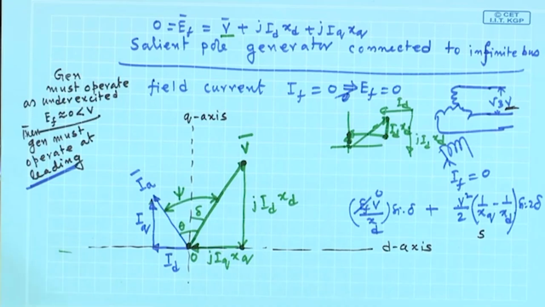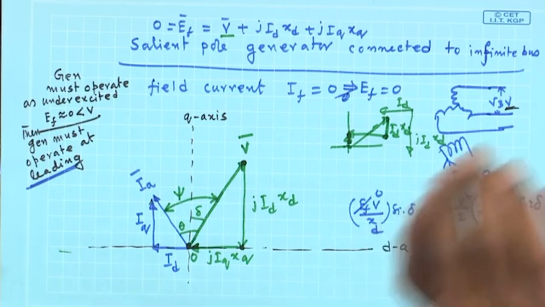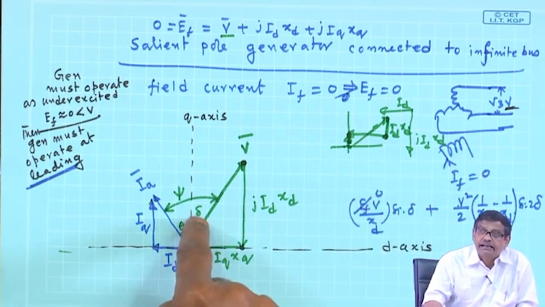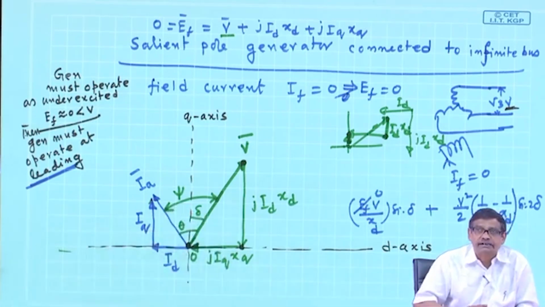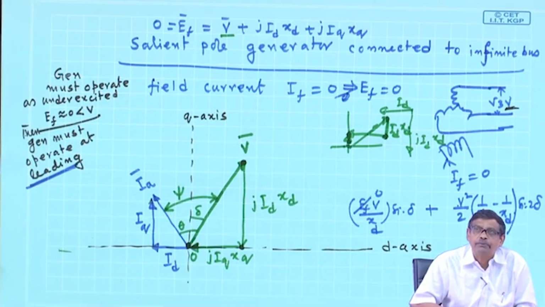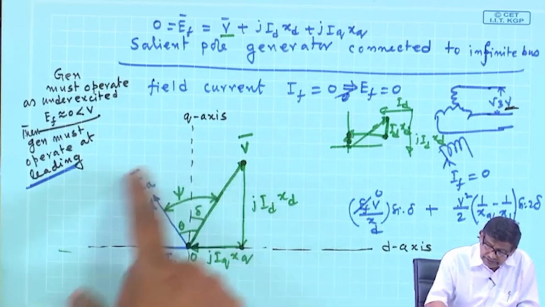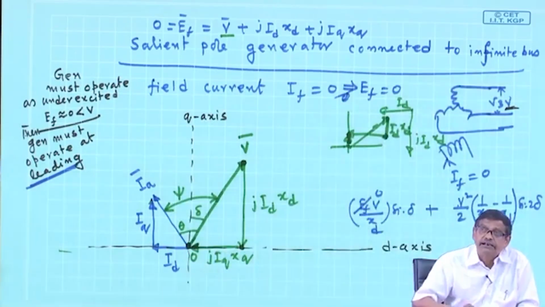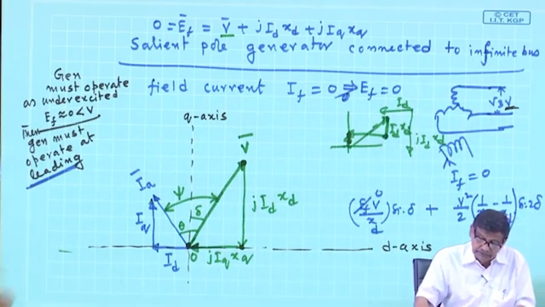Therefore, a salient pole generator, even with its field current 0, connected to the bus can pump power into the bus at some specified angle delta, but at leading power factor. This salient pole generator cannot operate under lagging power factor. Why? Because EF is 0, which is much less than the length of V, therefore, it is an under excited machine. So, this is the phasor diagram of a synchronous generator connected to infinite bus. Over.